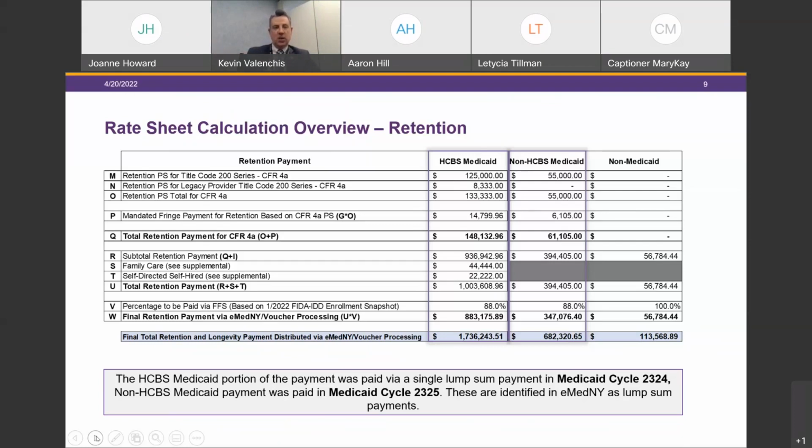And the 113 in this example would have been paid directly to the agency by OPWDP. As it relates to Medicaid, just to again reiterate, the HCBS portion of the payment was paid via a single lump sum payment in Medicaid cycle 23-24, which I believe paid out on March 23rd of 2022, okay? The non-HCBS Medicaid payment was paid in Medicaid cycle 23-25, so a week later, cycles are weekly, and would have been paid on March 30th to the provider agency.